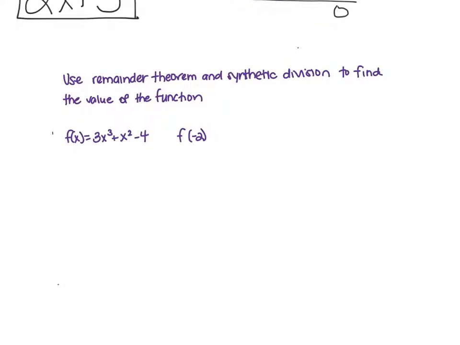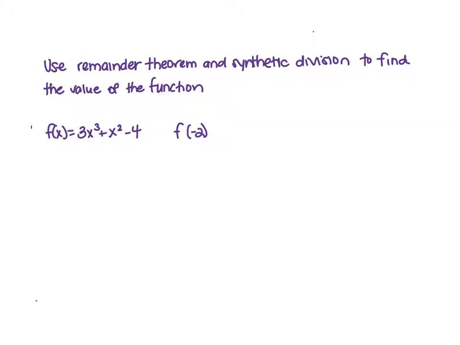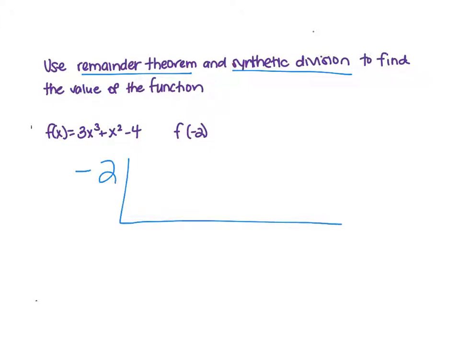The next question says, use the remainder theorem and synthetic division to find the value of the function. So if I'm finding f of negative 2, I could plug it in, but these instructions tell me to use the remainder theorem and synthetic division, which tells you you're putting the negative 2 on the outside, and then you're doing synthetic division. I've got a 3 for the x to the third, 1 for the x to the second. I'm missing my x to the first, and then negative 4.